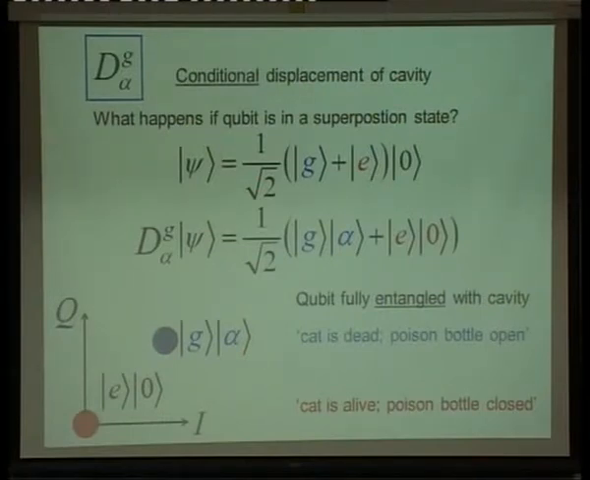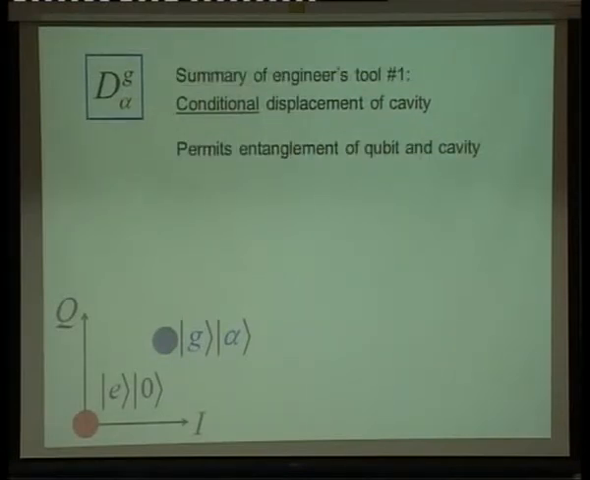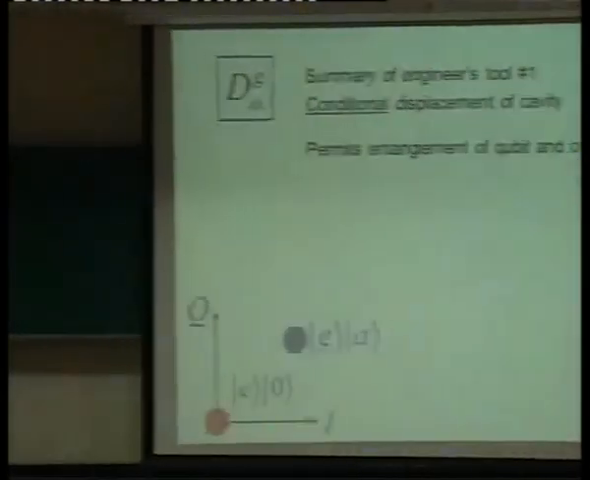So people sometimes think of the Schrödinger cat as the cat is a superposition of dead and alive, but actually the correct description is this, that it's entangled with the state of the poison bottle. Okay? All right, so just to summarize, we have tool number one, conditional displacement of the cavity to an oscillating state filled with photons, conditioned on the state of the qubit. So you can make these nice entangled Schrödinger cat states.